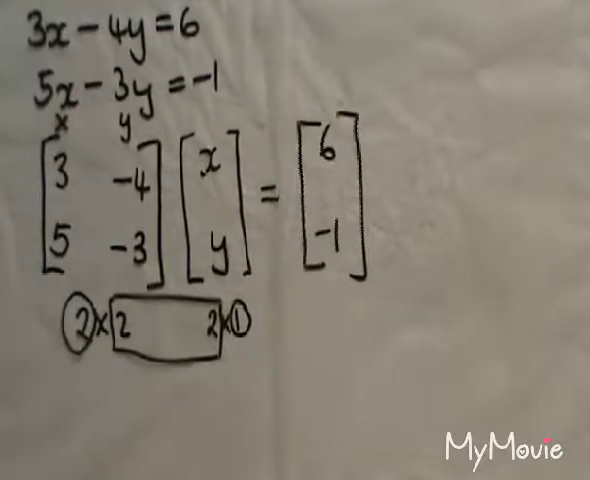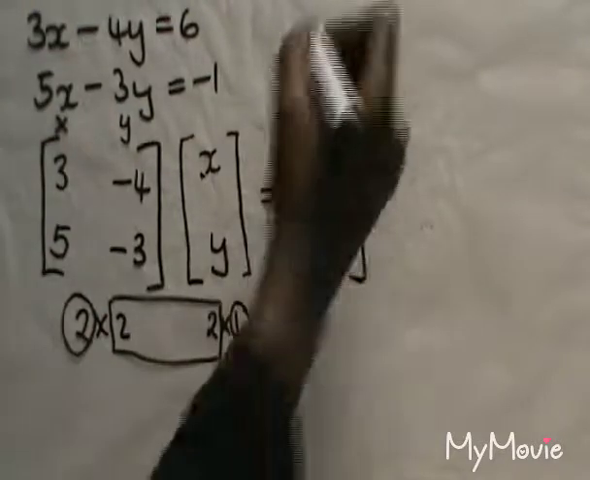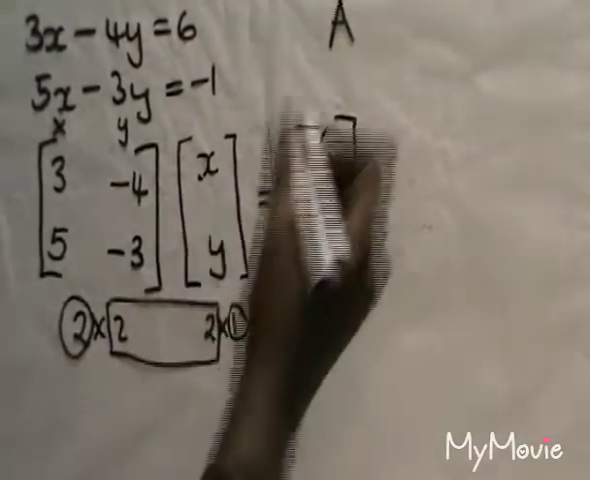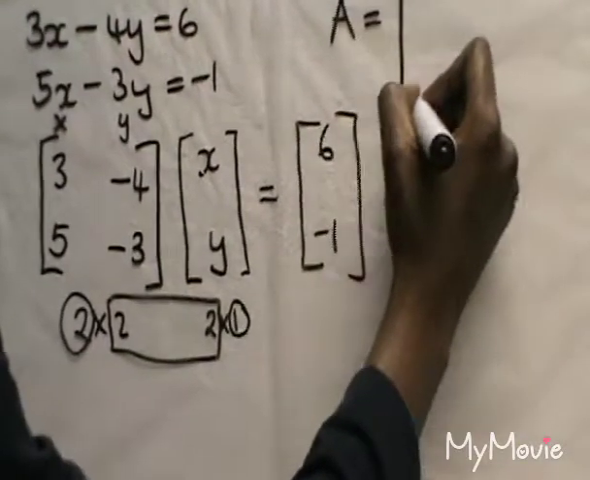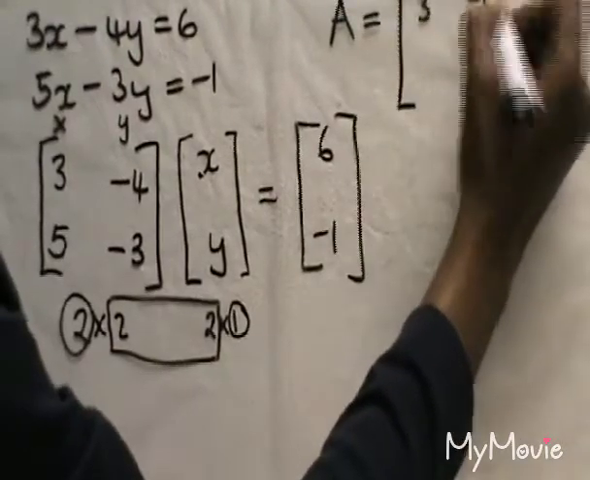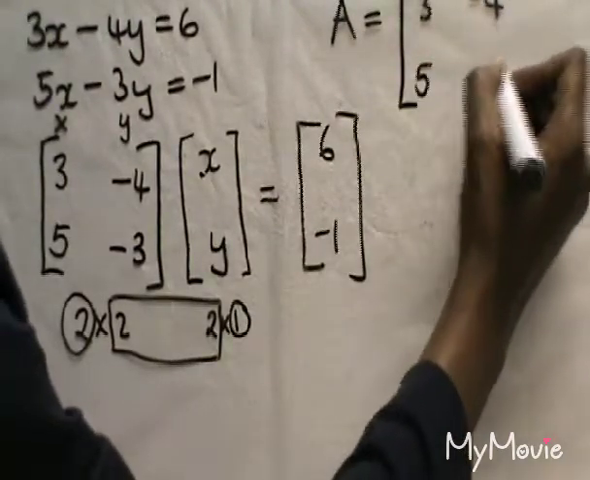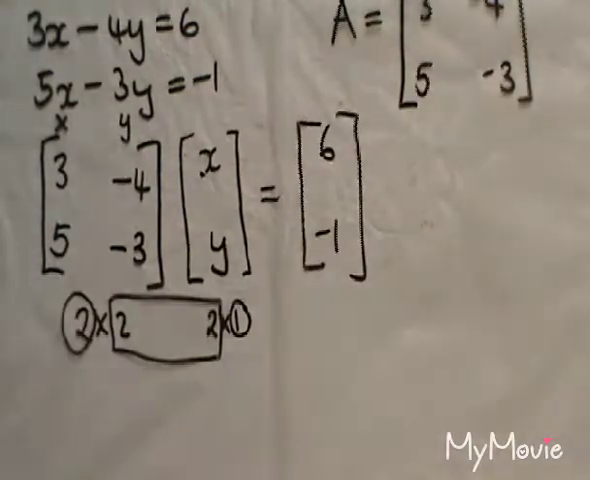Now using Cramer's rule to solve this is very simple, because all we do is we work with determinants. Now depending on the number of variables that you have, you will have to come up with a matrix for each of the variables. Now this coefficient matrix here, I'm going to call it A. So I put A is equal to my matrix here. So this is 3, minus 4, 5, and then minus 3. Okay, so that is my first matrix. I hope you can see it.